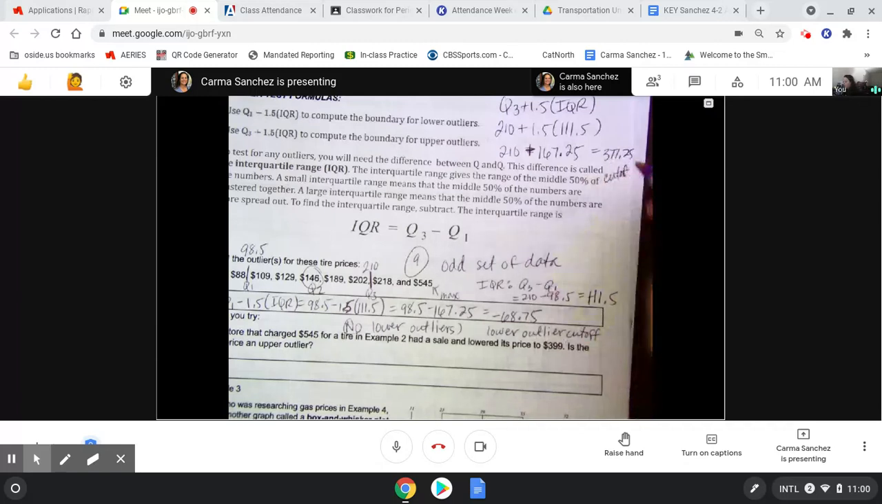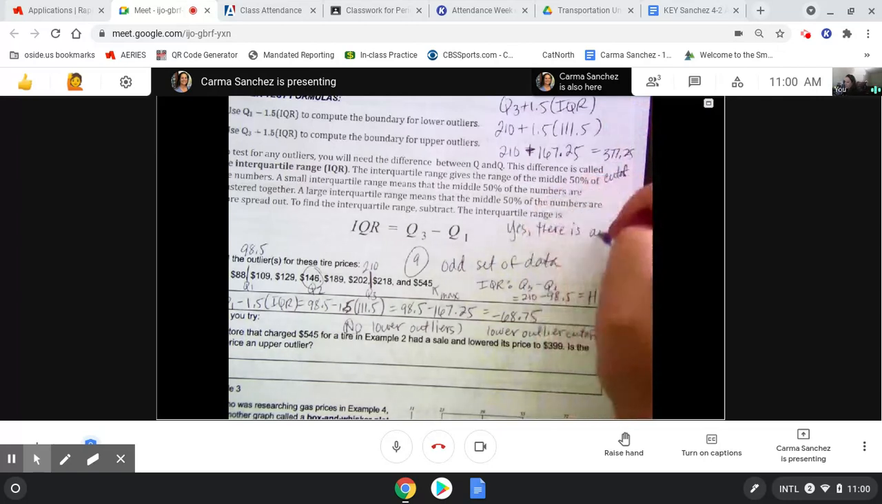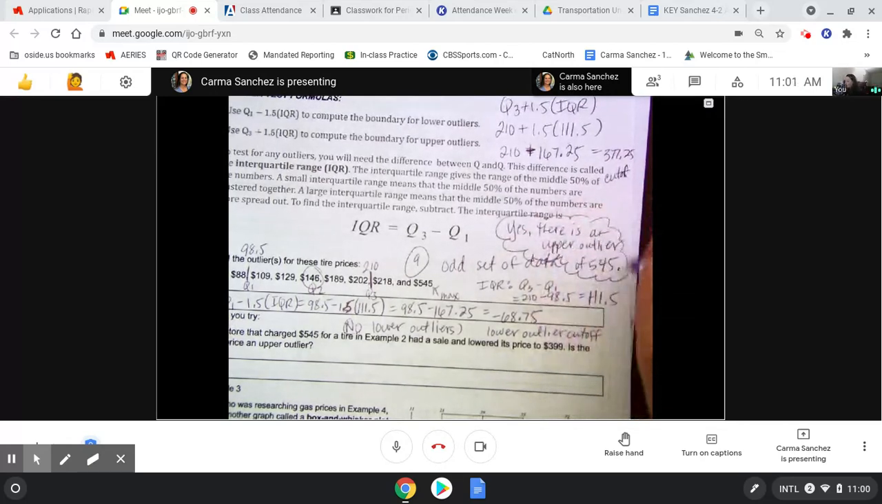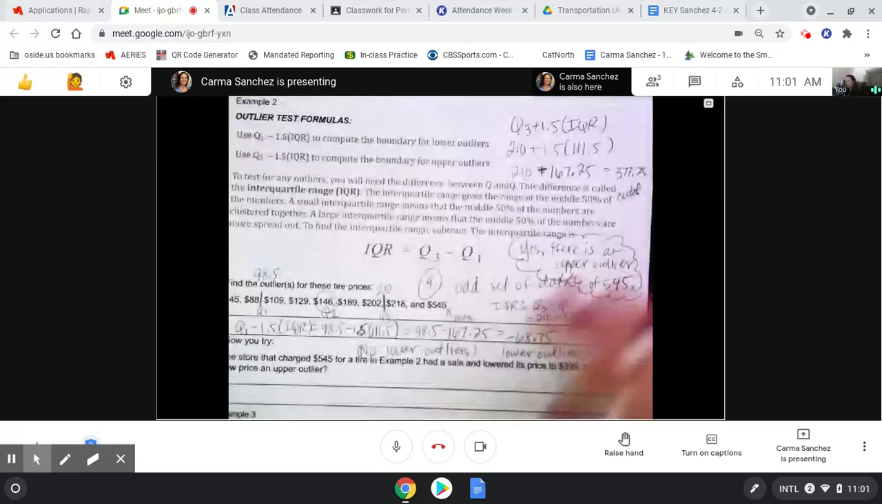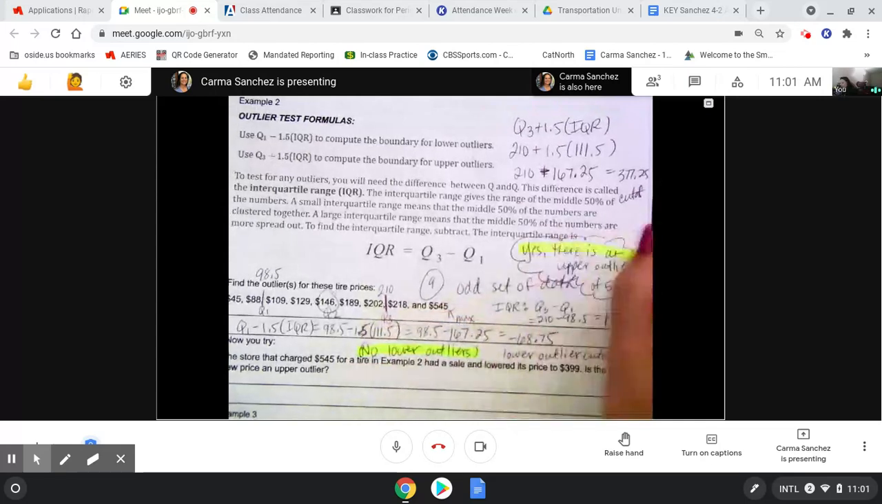So do I have any upper outliers? Yes. There is an upper outlier of 545 because it's greater than the cutoff of 377.25. Okay, so yes, there is an upper outlier. No, there's no lower. Yes, there's an upper.